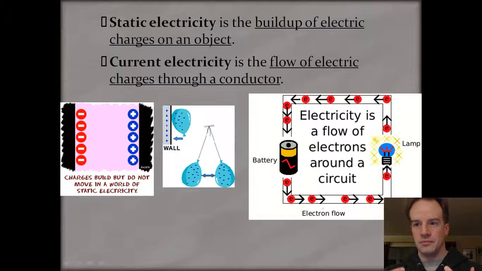Static electricity is that buildup of electric charges in an object. And you have a static discharge or an electric shock when they suddenly jump from one surface to another. Current electricity, though, is the flow of electric charges, so flow of electrons through a conductor. So where static electricity is that jumping of electrons, current electricity is the flow of electrons. So we can see examples of static electricity here, and the flowing of electrons in a circuit, that is the current electricity.